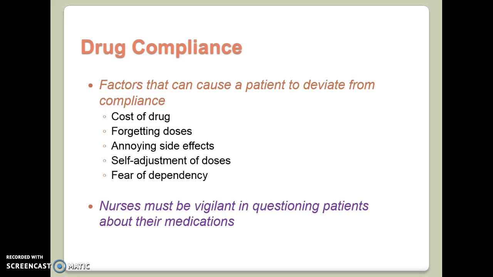Nurses should be vigilant in questioning patients about their medications. A perfect example of this is related to a patient in clinical who had a very high hemoglobin A1C. And to truly find out why the patient is having such trouble with managing blood glucose, you really have to dig into what medications are they taking, when are they taking it, how are they taking it, and those types of things.